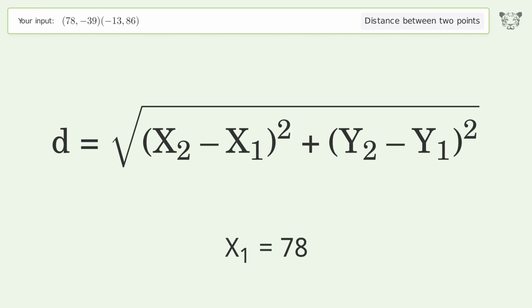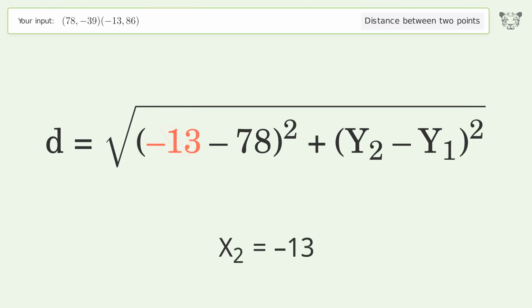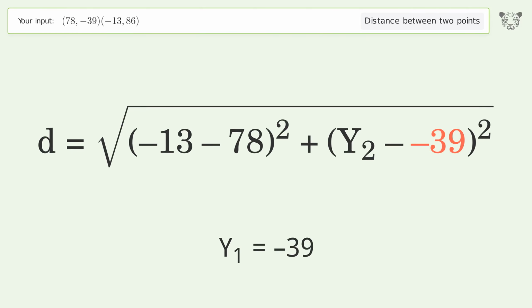x1 equals 78. x2 equals negative 13. y1 equals negative 39. y2 equals 86.